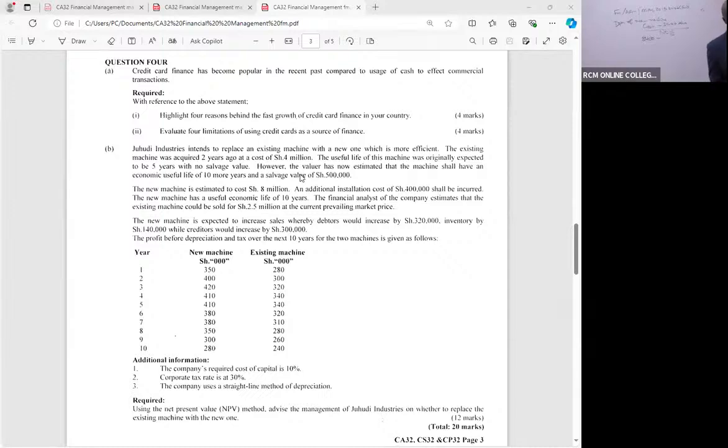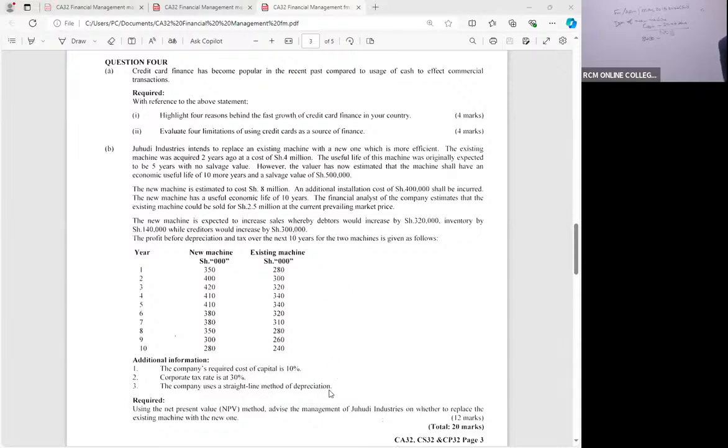Go to paragraph number 2, where now they're giving us information about the new machine. They're telling us the new machine is estimated to cost 8 million. An additional installation cost of 400,000 should be incurred. The new machine has a useful life of 10 years. The financial analyst of the company estimates that the existing machine could be sold for 2,500 at the current prevailing market price. Please don't take this 2,500 to be the scrap value of the new machine. They have told us that this is the selling price of the existing machine. They are not having any relationship there.